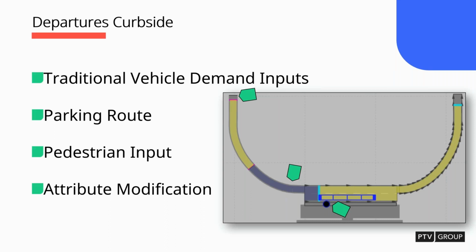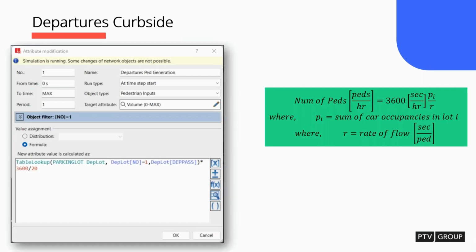But then what we're going to do is add a pedestrian input adjacent to those parking lots. And then we're going to use an attribute modification to read the demand coming in from that parking lot and produce pedestrian input volume data. So we have a feature in Vissim called an attribute modification. Here's the actual language that we're going to use. In this case, it's looking up the parking lot itself, and it's saying, okay, based on parking lot number 1, let's get the occupancy of the vehicles from the parking lot.